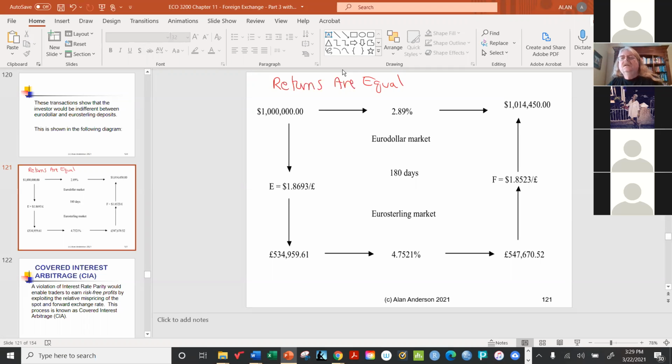That means that we'll end up with $1,014,450. That's the easy one. Now, if instead we decide to invest in euro sterling, we convert them at the spot exchange rate. And again, let's remind ourselves, this is a division.